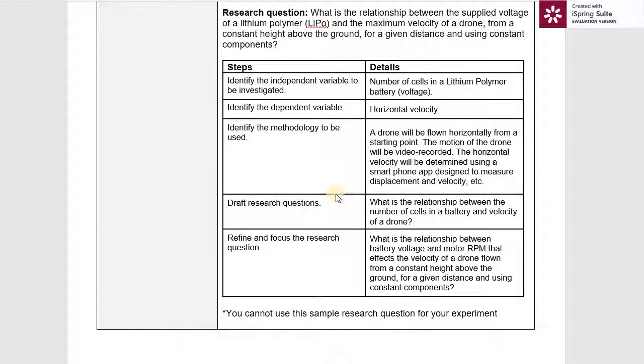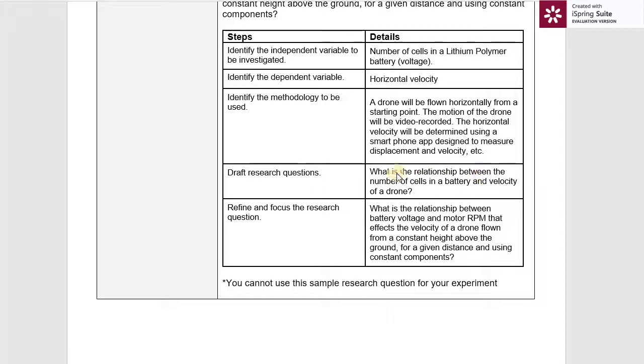Your draft research question might be, what is the relationship between the number of cells in a battery and the velocity of a drone? And your more refined research question would be, what is the relationship between battery voltage and motor RPM that affects the velocity of a drone flown from a constant height above the ground for a given distance and using constant components? This example you cannot use in your own research question for your experiment. You'll have to come up with your own.